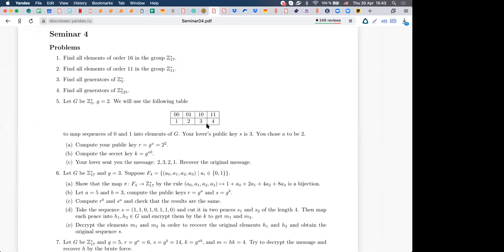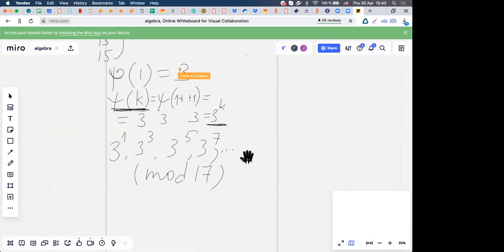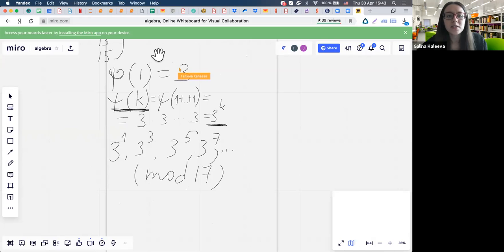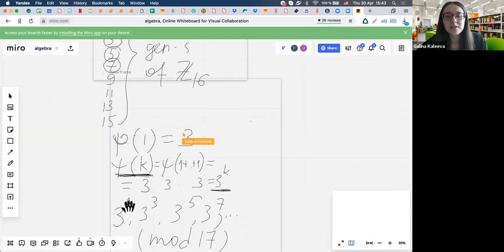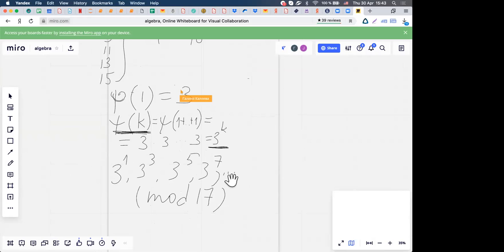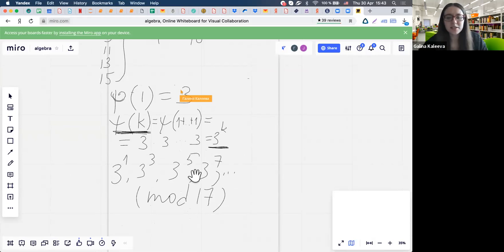Wait, I don't get why all these elements are order 16. Which ones? This column or these 3 to some powers? 3 to some powers. Okay. What are the elements? They are images of all the elements of order 16 in the group.